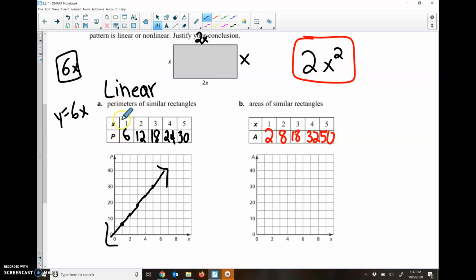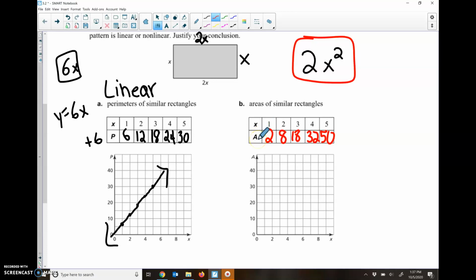So if something is linear, it means it needs to have a constant pattern. So our x's are constant, 1, 2, 3, 4, 5. And our y's are also constant, from 6 to 12, from 12 to 18, 18 to 24, 24 to 30. They're all going up by 6. So if you have a table, you can tell if something's linear if it has a constant pattern. If it's a graph, then you can tell it's linear if it's a straight line.